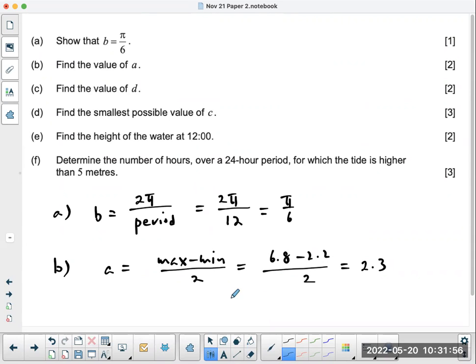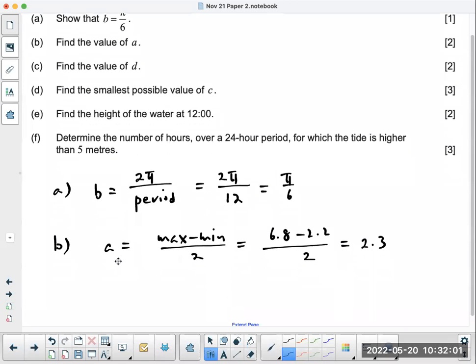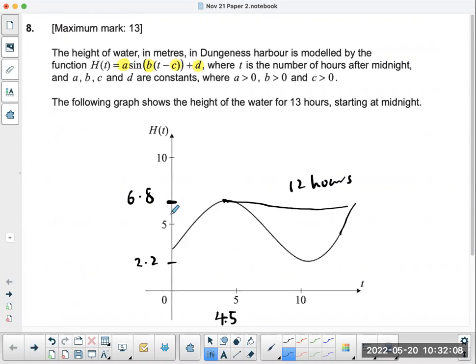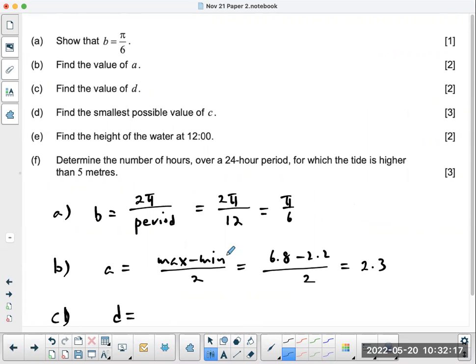Next, we're going to look for the D value. The D value is the equation of the principal axis, so the middle point of the graph. So it's going to be maximum plus minimum divided by 2. So you're going to get 6.8 plus 2.2 divided by 2, which should give you 4.5 meters.